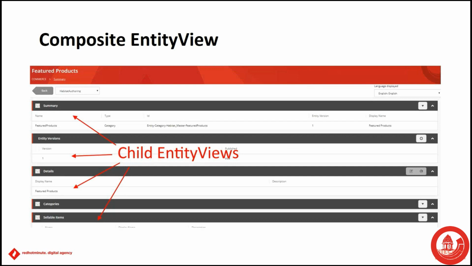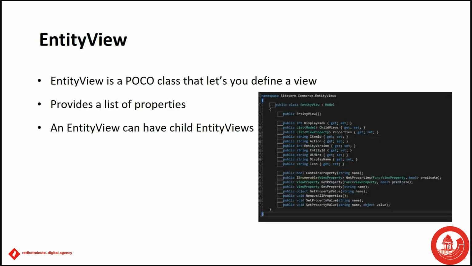So for example, over here you'll see a featured products page. All these individual tables that you see, for example, summary, entity versions, etc., they're all child entity views that belong to the master view, which is the page. And you can nest at multiple levels. So you could have a master view, child views, and each child view could even have further child views. You can generate a rich kind of UI based on whatever your custom requirements are.